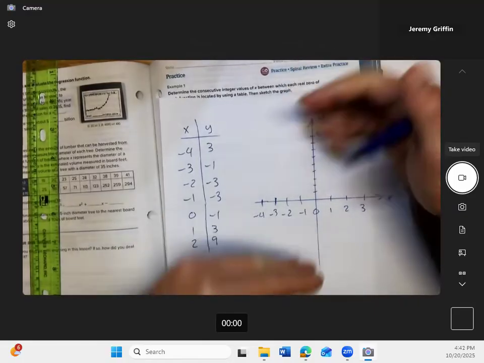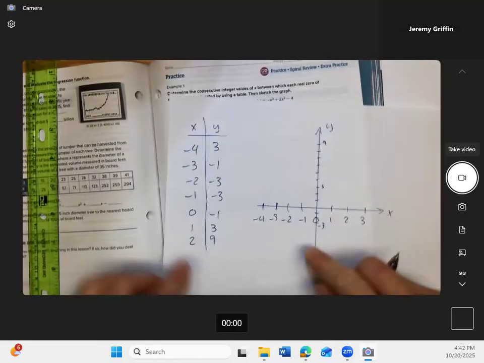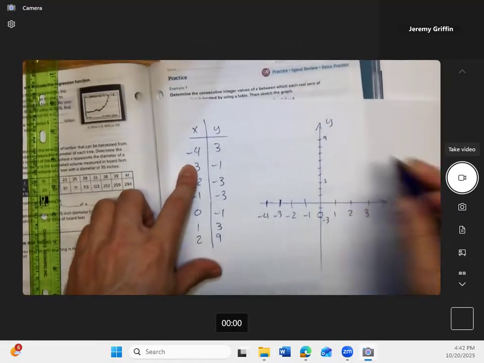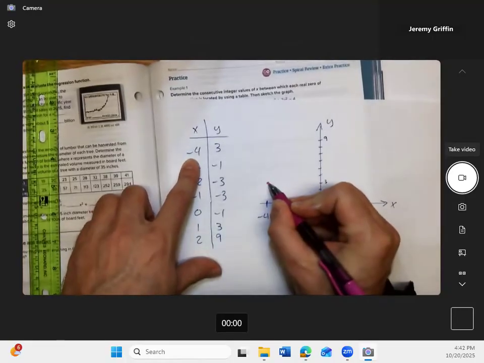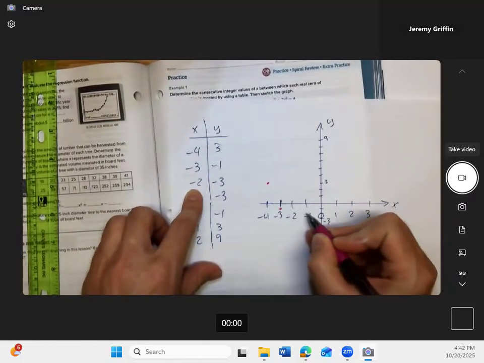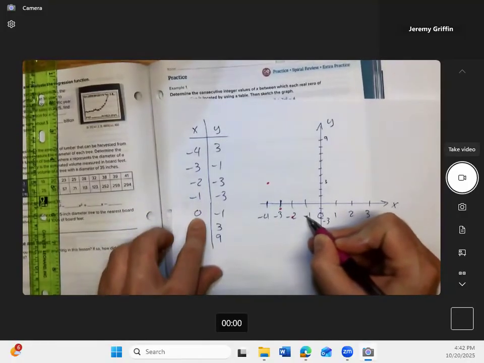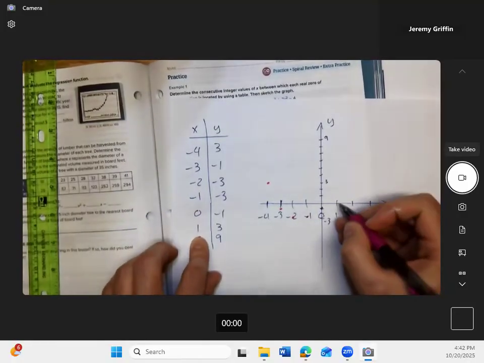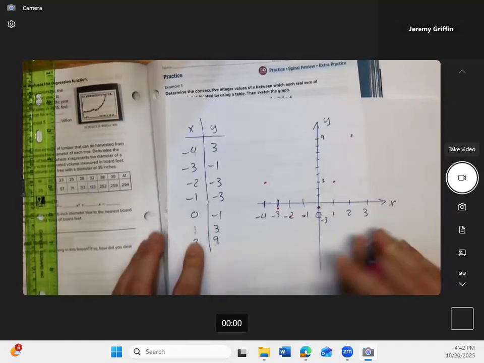Okay, so I kind of squashed my y-axis a little bit just to fit it. -1, -2, -3, -3 is like down here. Okay, so we got -4, 3. Switch to peak. So, right there. -3, -1, that's down here. -2, -3, it's like down here. -1, -3. 0, -1. 1, 3. 2, 9. Okay. All right.